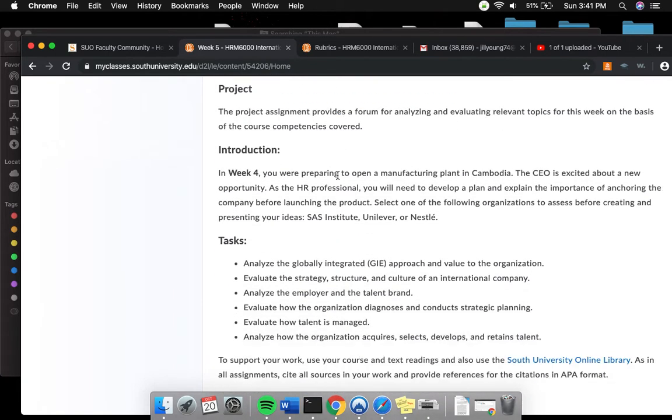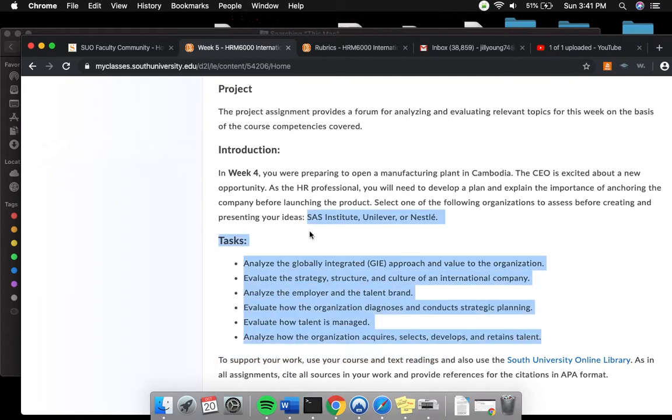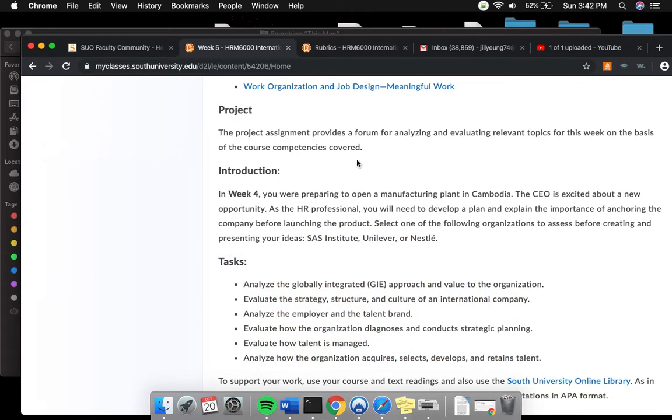So for this assignment, try to use different sources as much as possible. You're obviously going to have to use their website, but see if you can find news articles or other articles about the company from a third party or outside sources as well, to give you a more well-rounded picture of the organization rather than what they just say they do. That's really all.